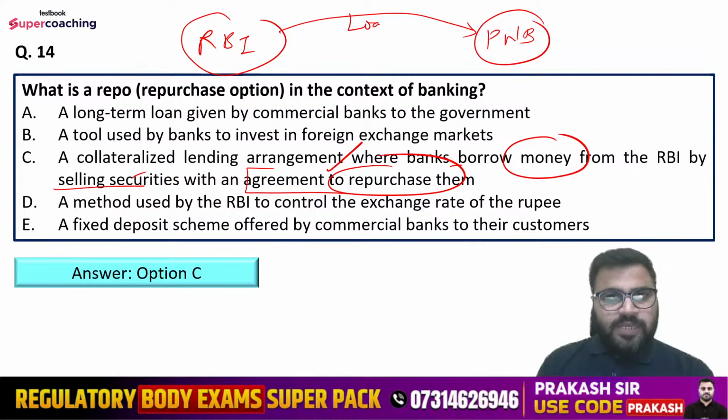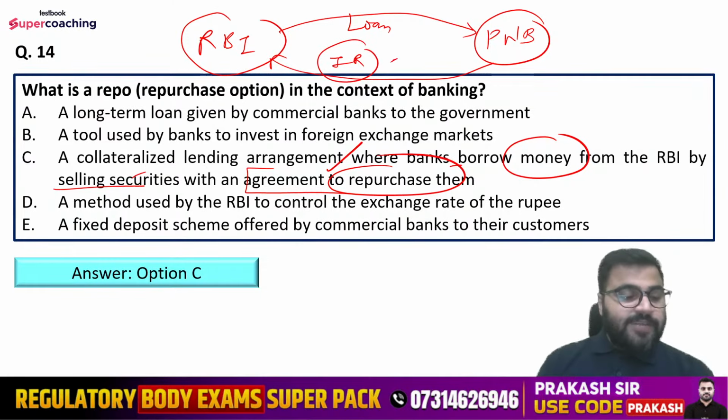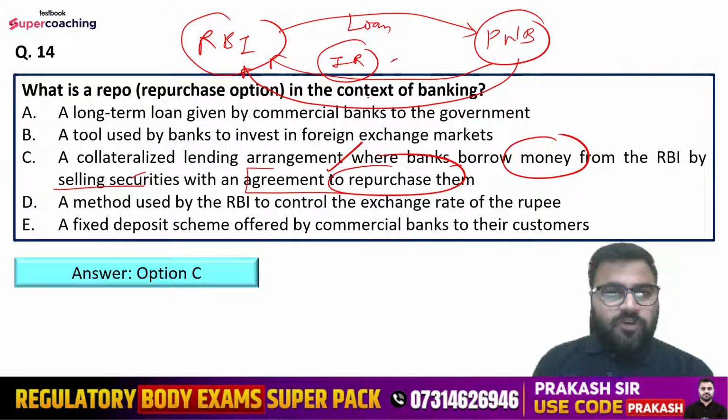Okay, the RBI will give the loan here, and against that RBI would be charging what? RBI would be charging interest here. So this is the rate at which RBI gives loans to the commercial banks. And apart from that, Punjab National Bank has to keep the collateral of government securities, right?